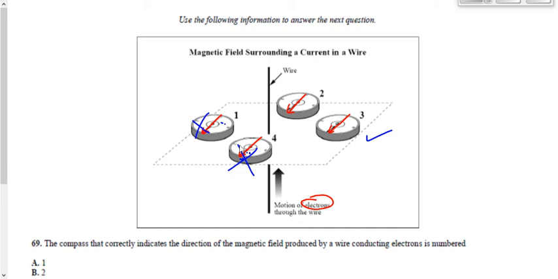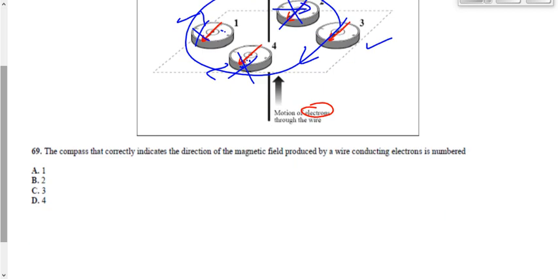Position two there. Position two is behind the wire. Fingers are pointing to the right. Got our compass pointing towards the, well, out of the page there, so that doesn't work. Looks like number three is the only one that can possibly work. This is the magnetic field that surrounds that. That's a really poor 3D diagram. But you get the idea that position three is the only one that has the compass pointing in the correct direction. What's our answer there? C.